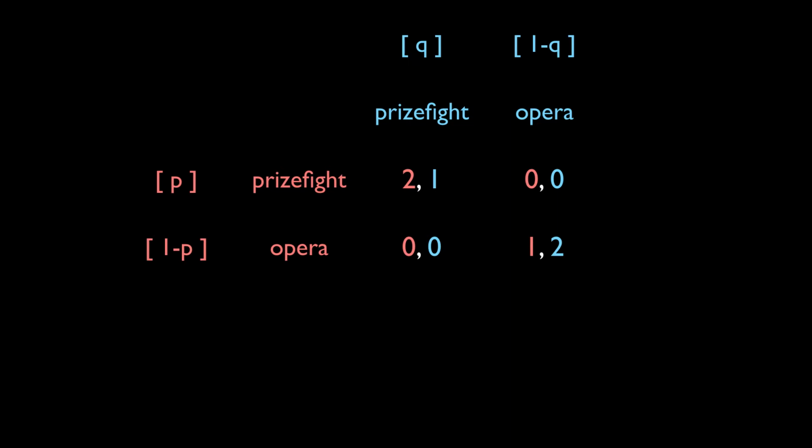If Q is 1, which is the bigger number, prize fight or opera? Q is 1, that number is 2, that number is 0. Prize fight. If Q is 0.99, which is bigger? Prize fight. Etc., etc. If Q is 0, which is the bigger number? Opera. And if Q is 0.01? Opera still. At what point does person 1 switch over? 1/3, you just set them equal.